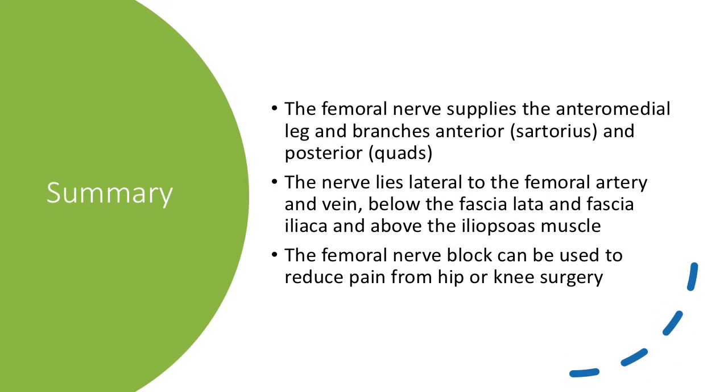In summary, the femoral nerve supplies the anterior medial leg and branches into the anterior division, which supplies the sartorius, and the posterior division, which supplies the quadriceps muscle. The nerve lies lateral to the femoral artery and vein, below the fascia lata and iliaca, and above the iliopsoas muscle. A femoral nerve block can be used to reduce pain from hip or knee surgery.